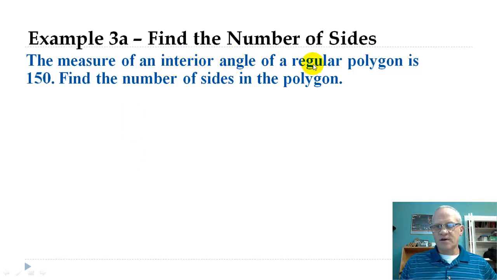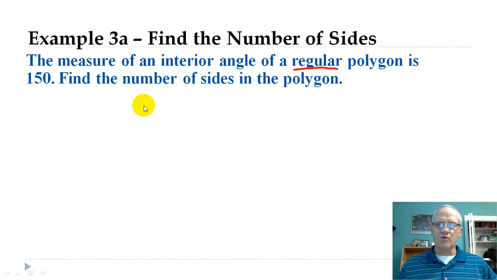The measure of an interior angle of a regular polygon is 150. All right, so again, the key thing here is we have a regular polygon. We know this is one of the angles. And since it's regular, it means this is all of the angles, right? Find the number of sides. Ooh, number of sides. We haven't done one like this before. All right, well, what we have to do to solve this is we have to think about a couple different ways that we could find the total number of degrees in this polygon.